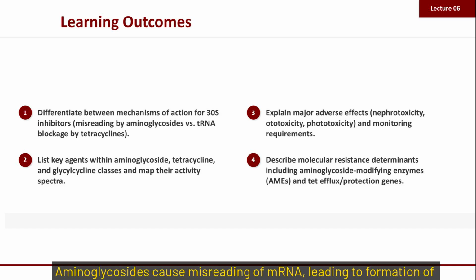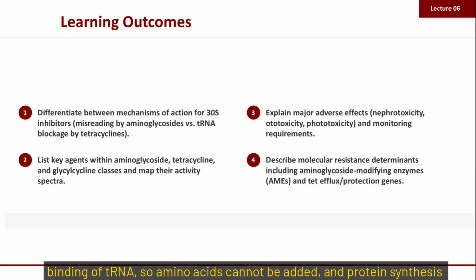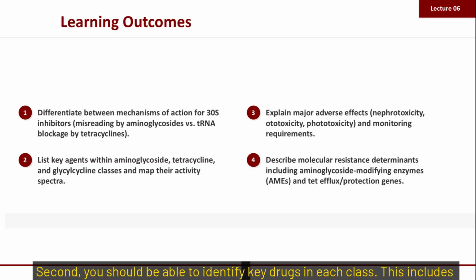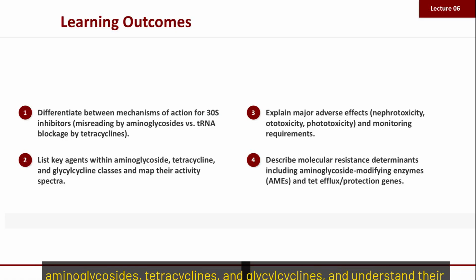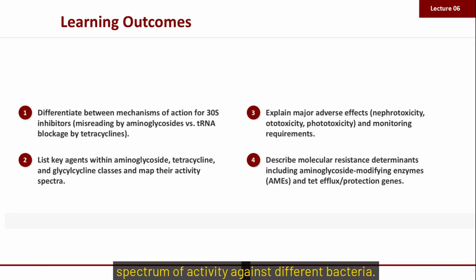Aminoglycosides cause misreading of mRNA, leading to formation of abnormal proteins and bacterial death. In contrast, tetracyclines block the binding of tRNA, so amino acids cannot be added, and protein synthesis stops. Second, you should be able to identify key drugs in each class. This includes aminoglycosides, tetracyclines, and glycylcyclines, and understand their spectrum of activity against different bacteria.